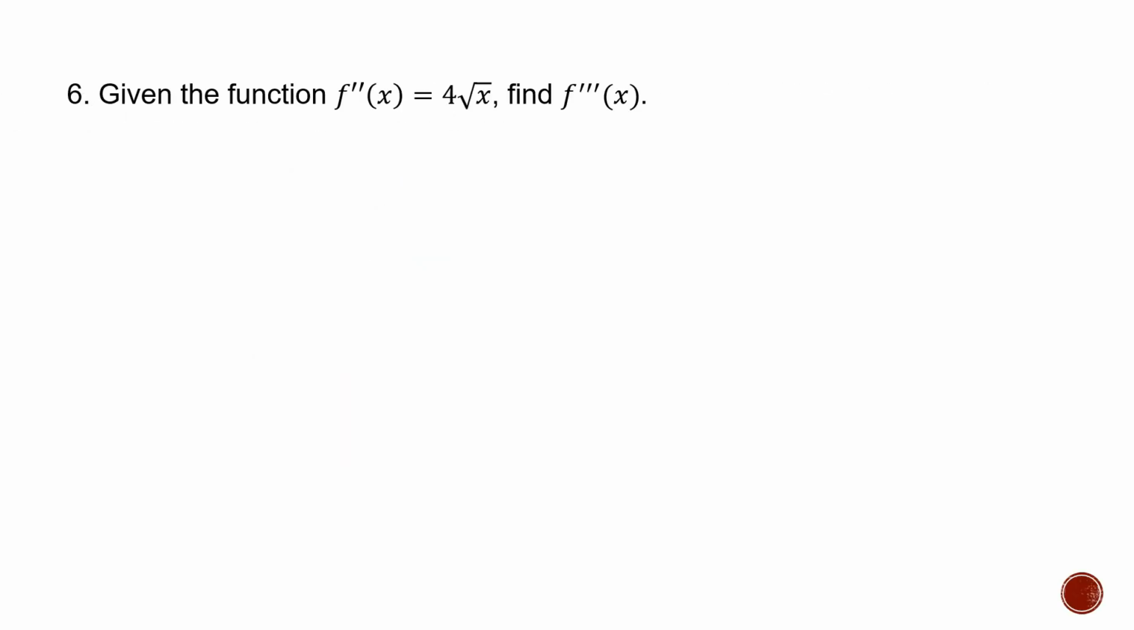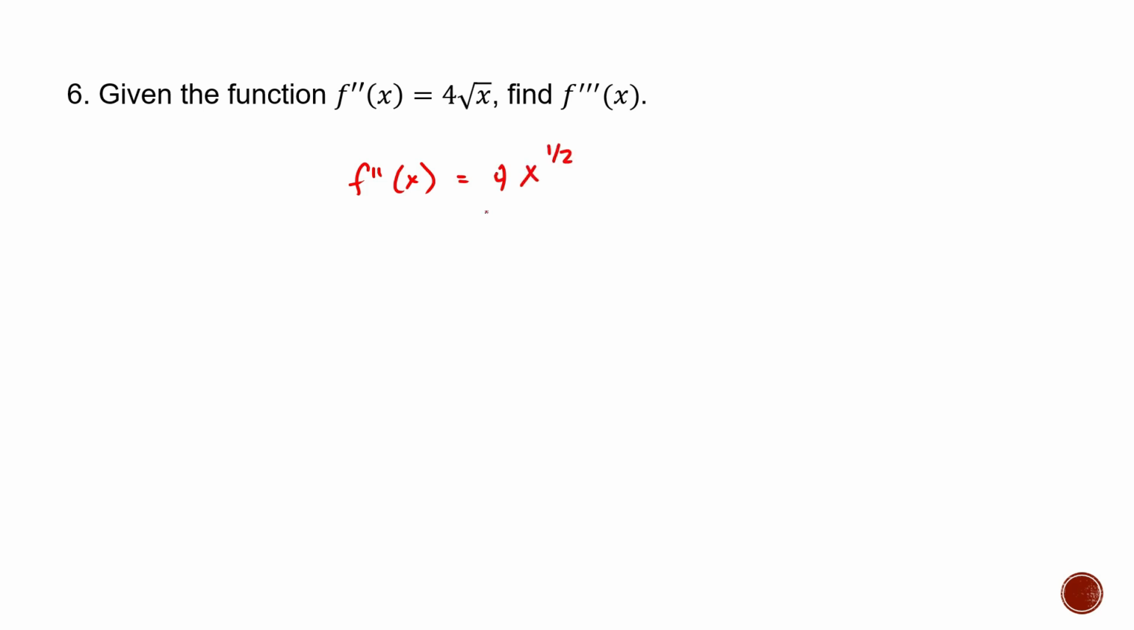Alright, second to the last example. The given is the second derivative, which is 4 squared of x. We need to find the third derivative. Well, that's not really hard. It's just like finding the first derivative, because this is already the second derivative. So let me just rewrite this first.